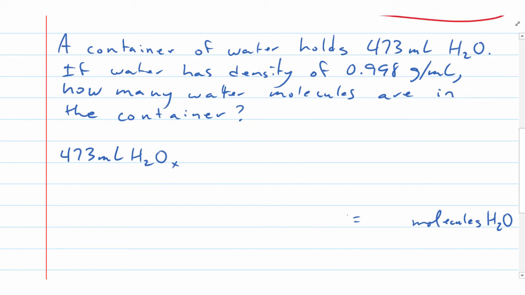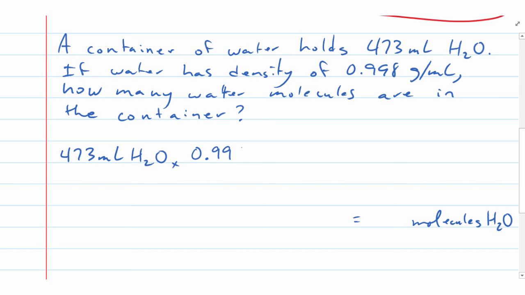So, in order to convert to molecules, we haven't looked at anything that takes us from milliliters to molecules. We're probably going to have to take these units of milliliters and convert them to units of what? Grams. Because we have worked with grams. So how can we convert this one to grams? D is equal to M over V. So if we want the mass, then mass is equal to the volume times the density.